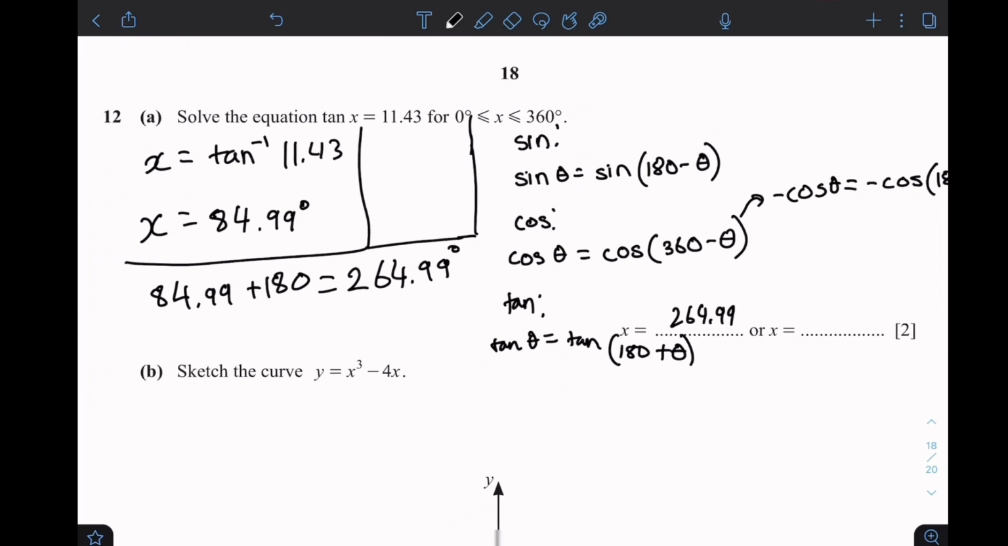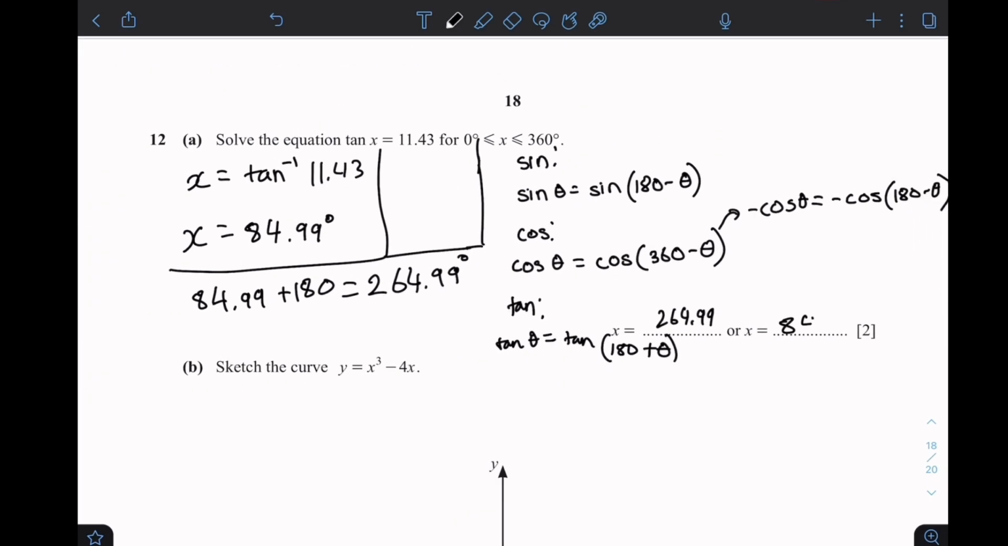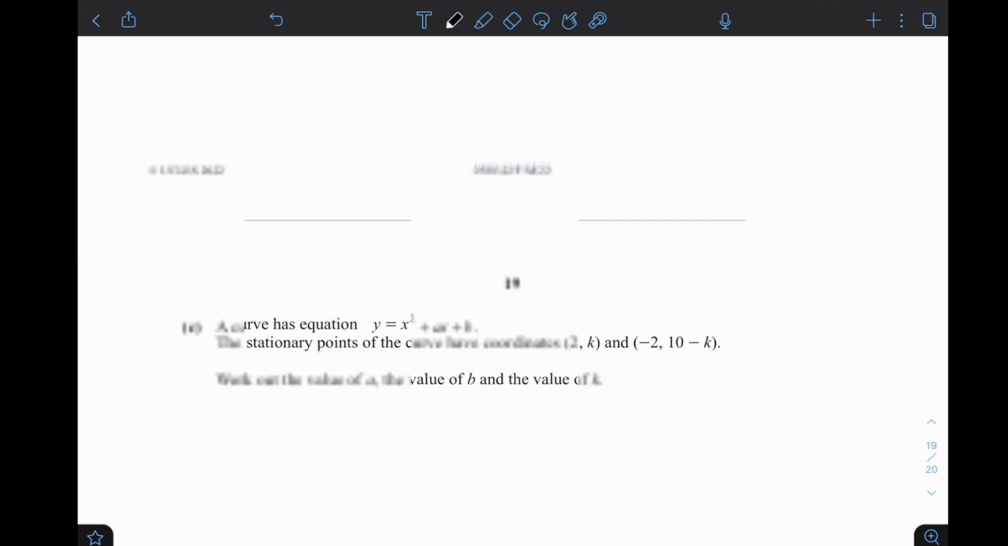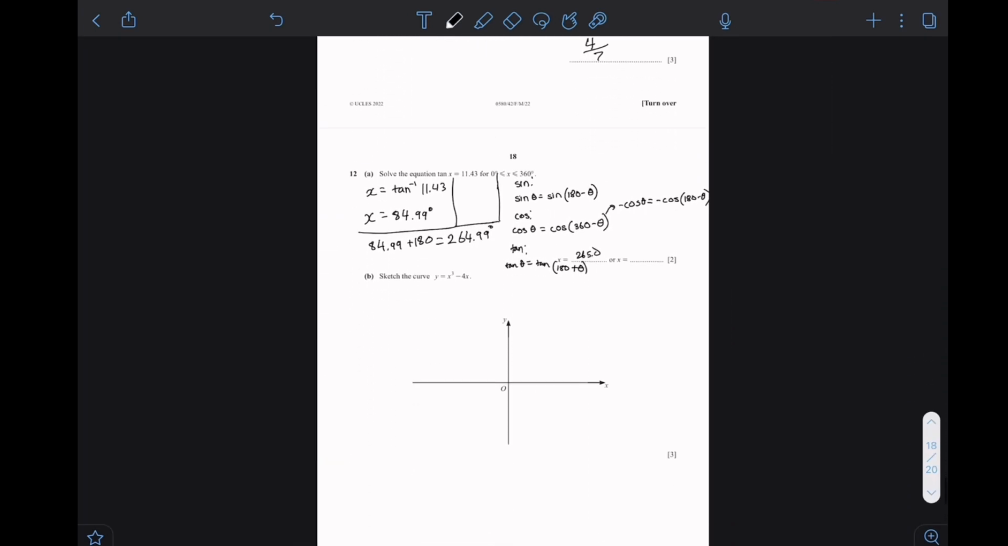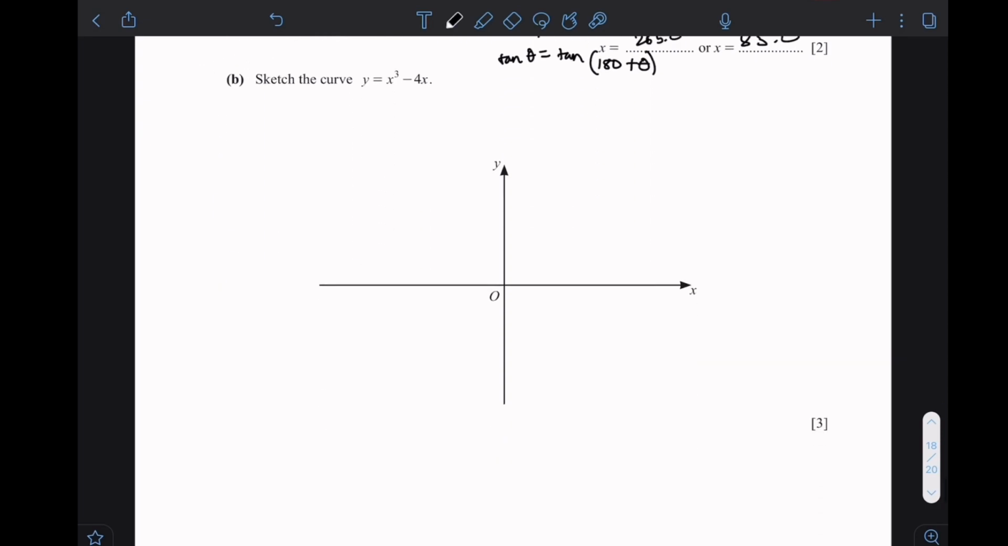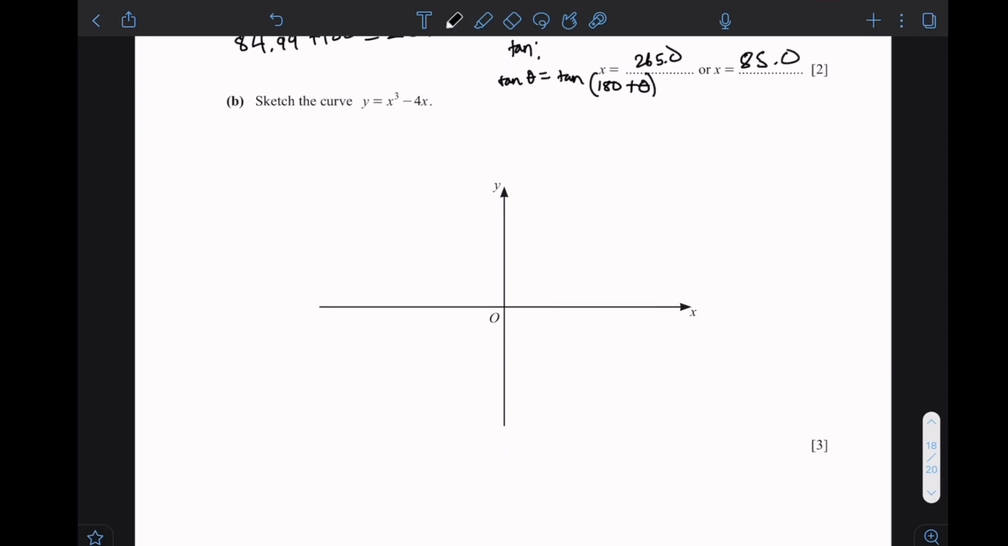Okay. So in this case it is 264.99 and it is 84.99. Or if you can round it, it will be 265.0, because 1 degree, remember? And this would be 85.0. Now it says sketch the curve x cubed minus 4x.